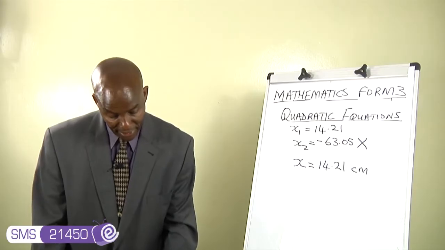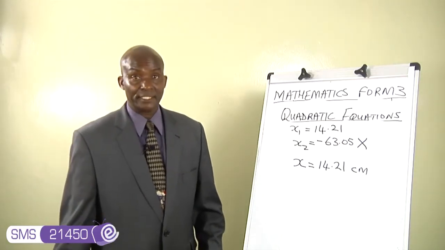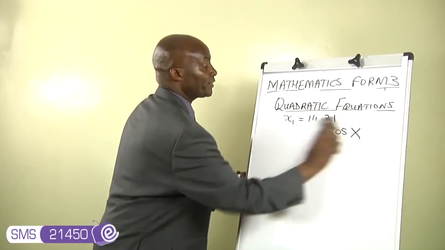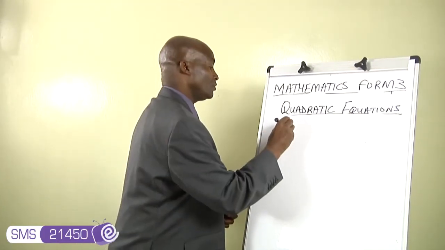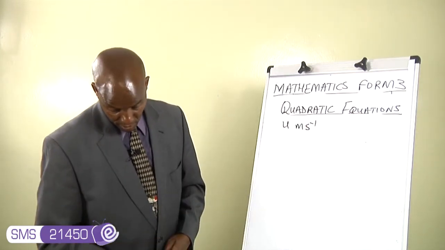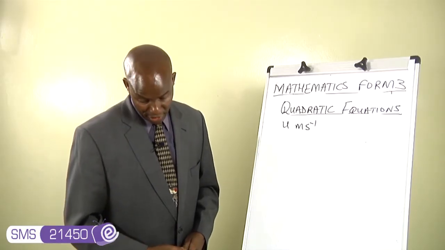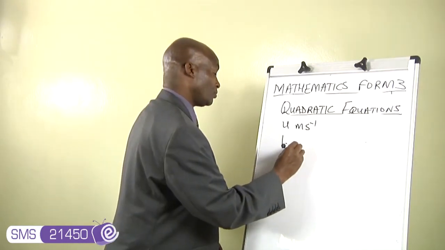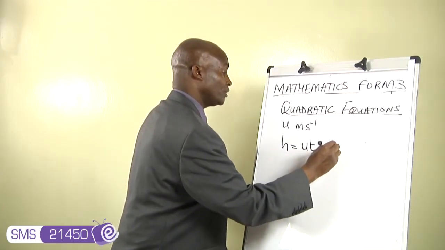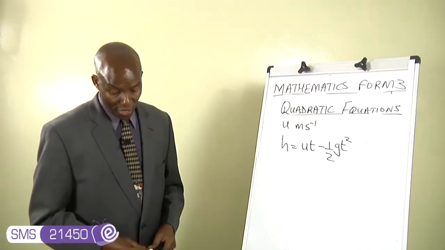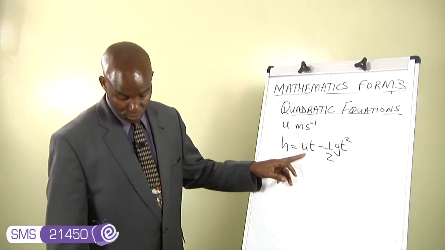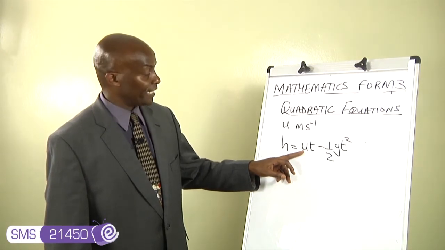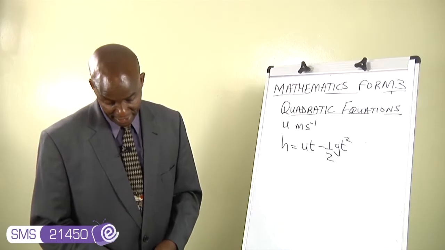The next question gives us a narrative. It says a stone is projected vertically upwards with a velocity of u meters per second. The height h in meters which it reaches in t seconds is given by the formula h is equal to ut minus 1 over 2 gt squared. So there, h represents the height, u is the velocity at which it is projected vertically upwards, and t is the time it takes to reach a height h.